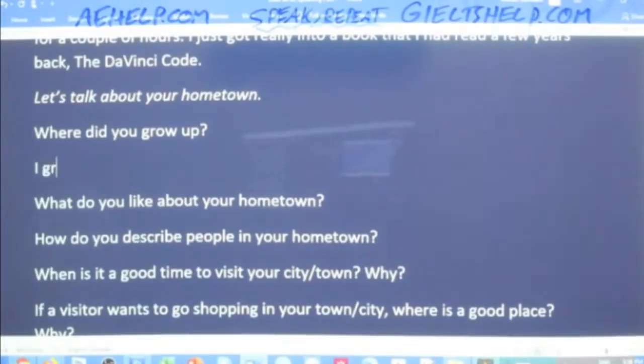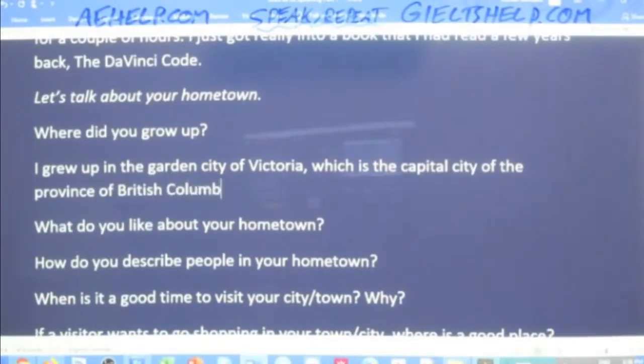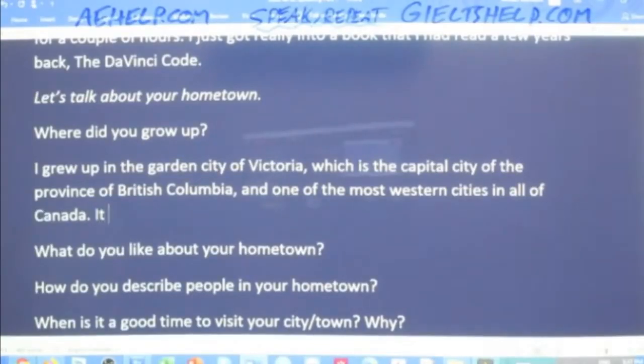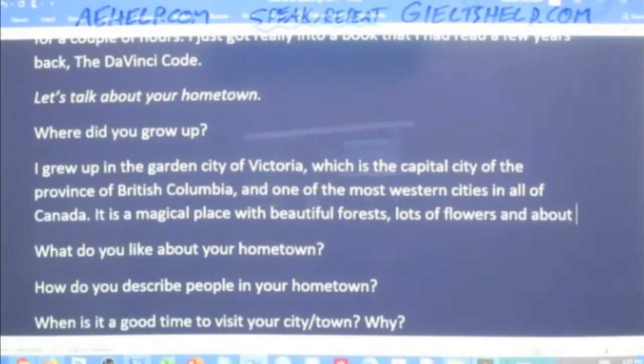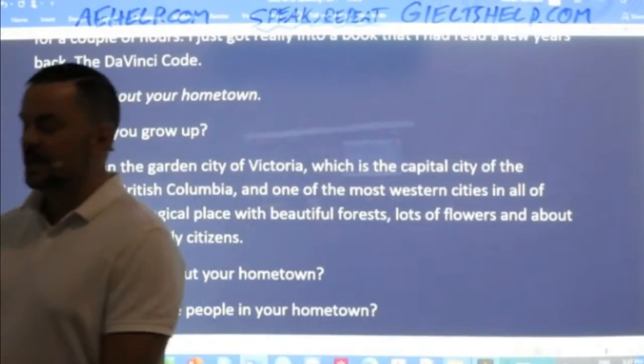So I grew up in the garden city of Victoria, which is the capital city of the province of British Columbia and one of the most western cities in all of Canada. It is a magical place with beautiful forests, lots of flowers, and about 500,000 friendly citizens. All right.